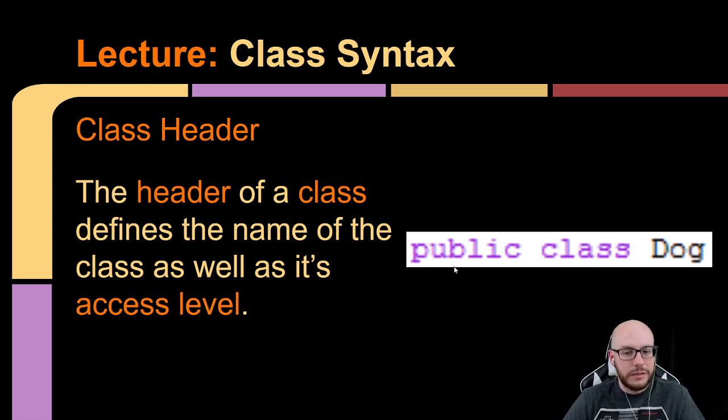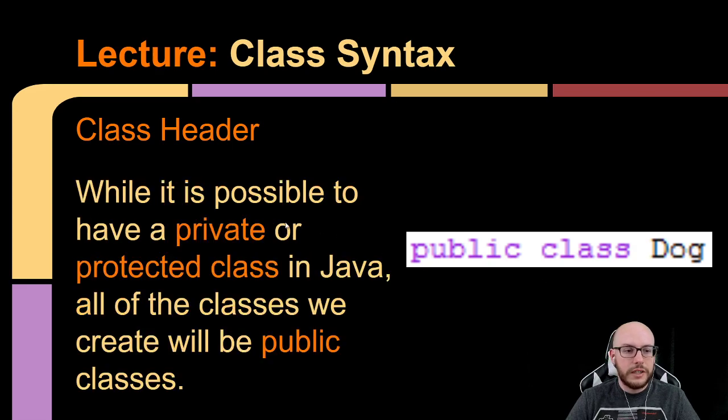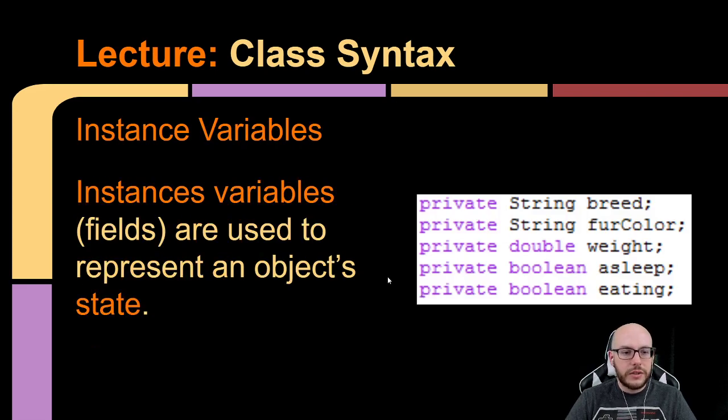Everything we've written has been public and will continue to be public, but you could have a private class. You could have a protected class. There's other options out there. So we have the access level being set as well as the name of the class. While it is possible to have a private or protected class in Java, all the classes we will create will be public. That brings us to our instance variables.